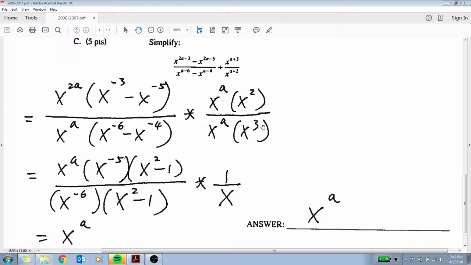So what I do from here is I just simplify. The x to the a's can divide out. I'm left with x squared over x to the third, which would become 1 over x. Okay, so that's how we get this right here.